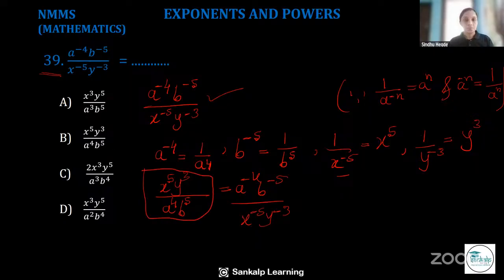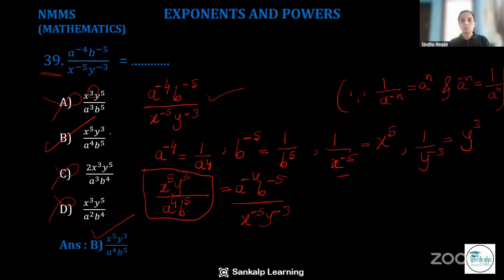Option A is wrong because it is x cube, not x raised to 5 actually. So it matches with x raised to 5 y cube divided by a raised to 4 b raised to 5. It matches with option B. C and D are wrong. So our correct answer is option B. Thank you.